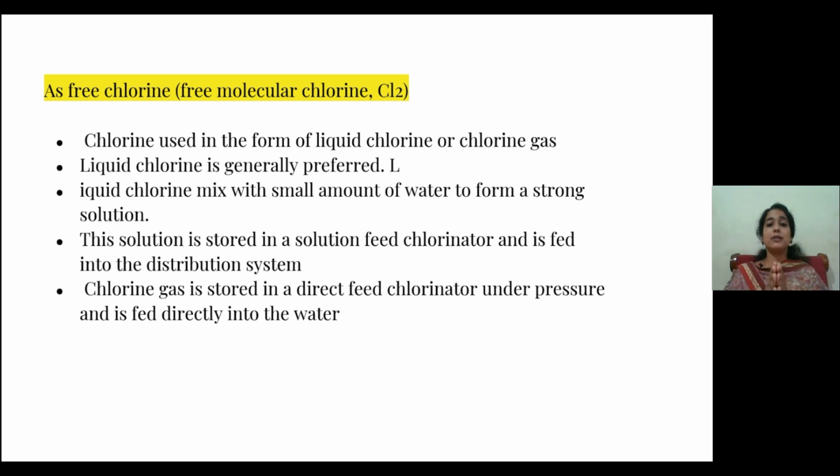Then liquid chlorine is mixed with a small amount of water to form a strong solution. This solution is stored in a solution feed chlorinator and it is fed into the distribution system. According to the requirement, that is the dosage required for the treated water, this feed chlorinator will dispense the amount of chlorine required into the water supply system. Chlorine gas is stored in a direct feed chlorinator under pressure and is fed directly into water. This is the free chlorine, that is Cl2.